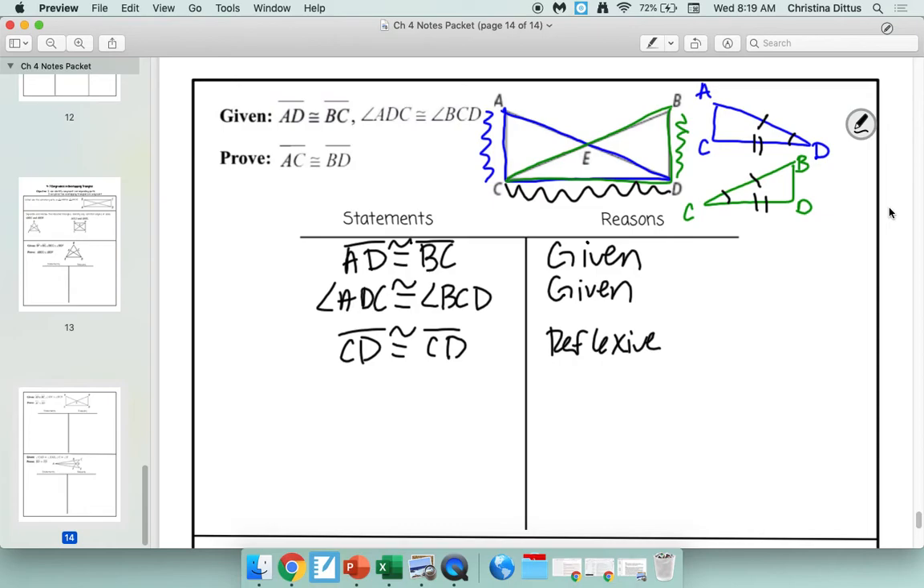Do I have three things? Yeah, so now I can say my triangles are congruent. So we'll go triangle ADC is congruent to triangle BCD. And why are they congruent? Side angle side. Good. Your angle is in between the two sides you're given.